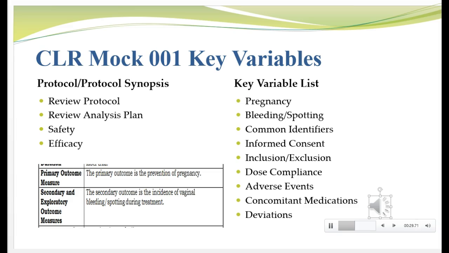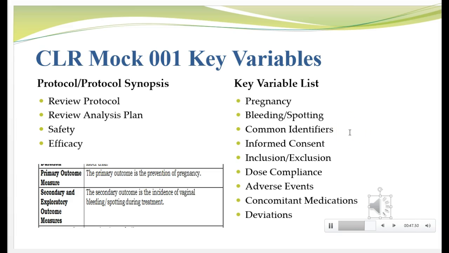Then we look at additional data that can provide insight into good clinical practice compliance. For our MOC-001 study, we can look at the primary and secondary outcome measures in the protocol, which are pregnancy and bleeding or spotting. Next, we add the data that provides additional insight into safety and efficacy, as well as GCP compliance. This is going to include your common identifiers.